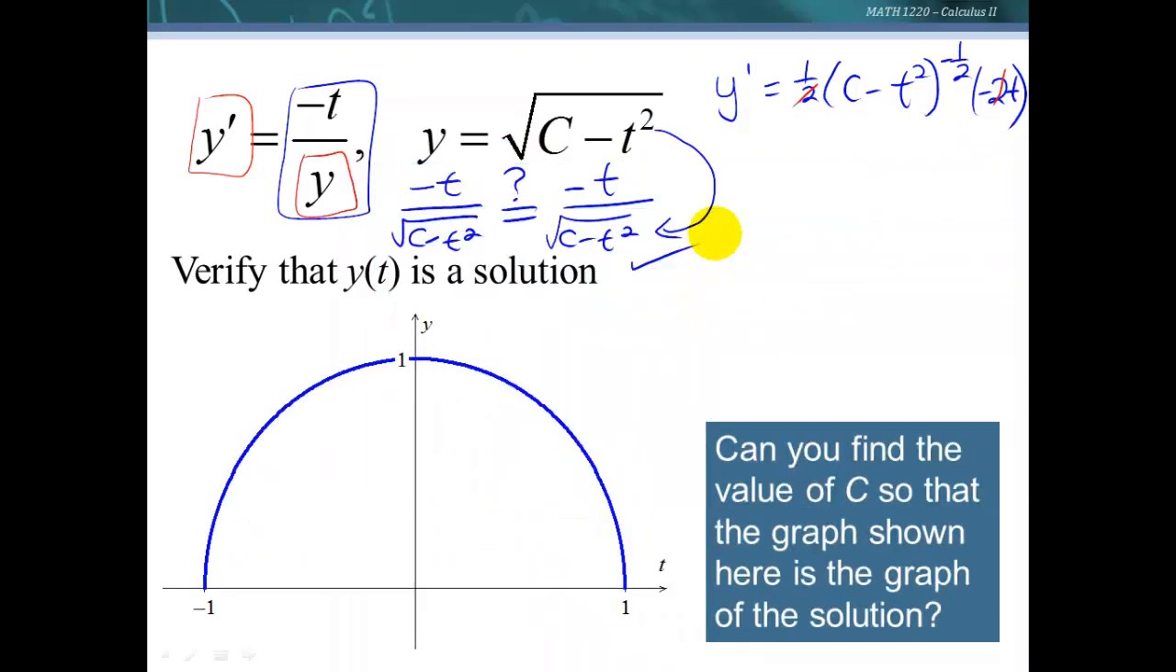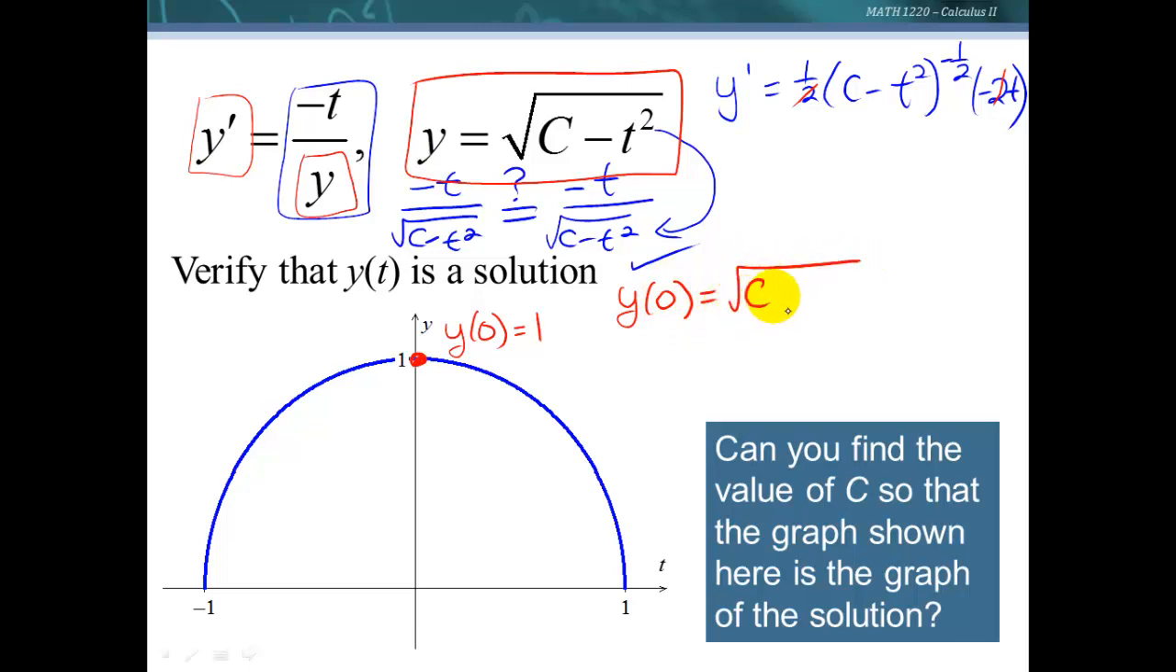Can you find the value of c so that the graph shown here is the graph of the solution? So right now, as we see this, this is a family of solution curves. So we want to find the specific family member that has this graph. We could look right here and see that at 0, this equals 1. So what we would need to do is simply take the solution, put in 0, and set that equal to 1, and then solve to see what the c would need to be so that that would be the curve.